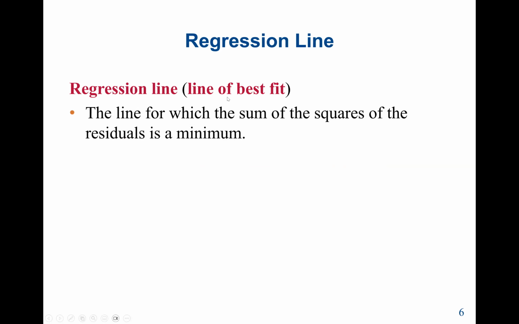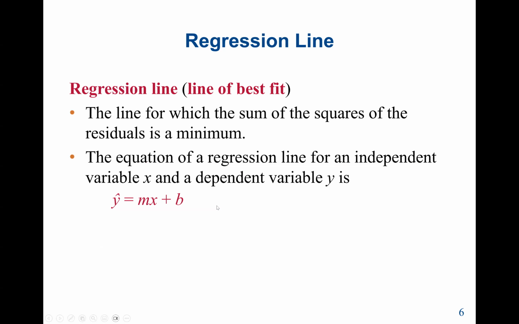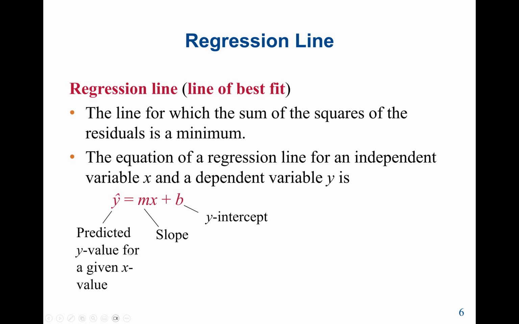Now, the regression line, which is the line of best fit, is the line for which the sum of the squares of the residuals is minimal. Which means our regression line should be very close to where most of the points are, or if possible, the points should be on the line, in which case the sum of squares of the residuals will be 0. So the equation of a regression line is Y caret equals mx plus b. Again, m represents the slope, b represents the y-intercept, and Y caret is the predicted Y value for a given X value.